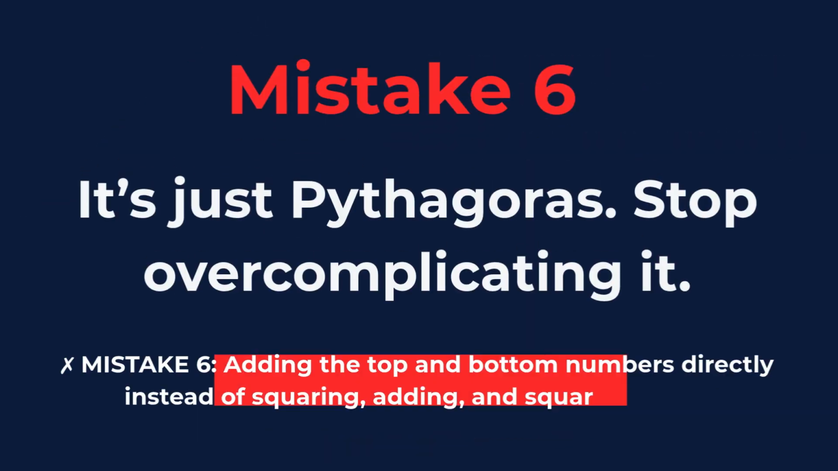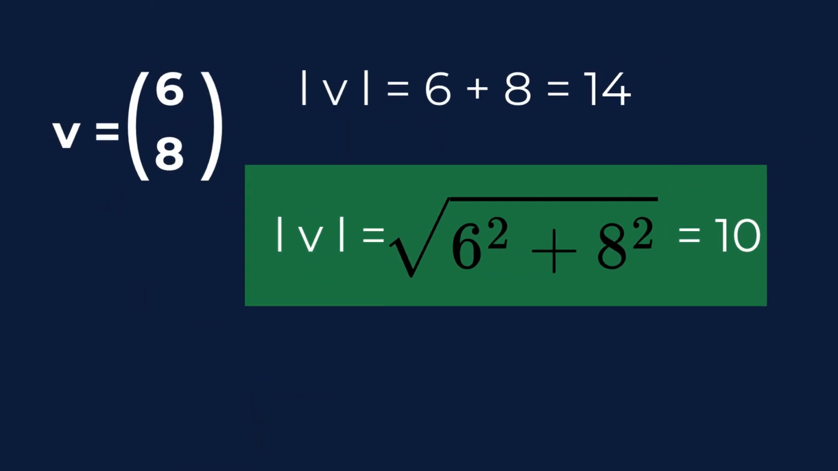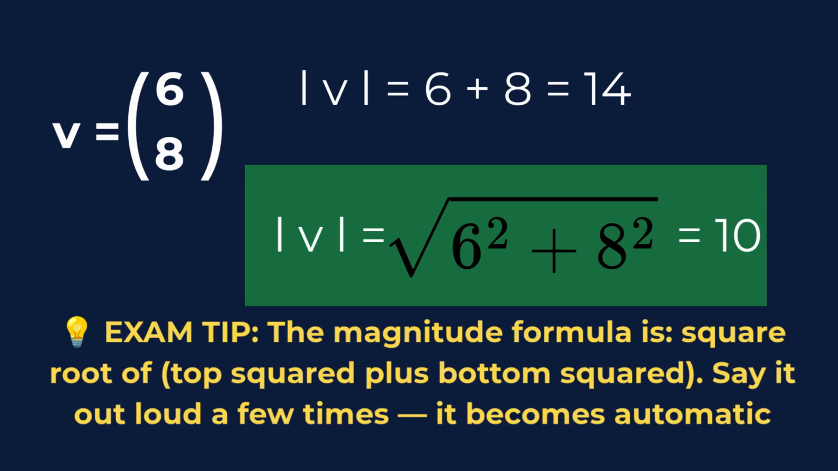Mistake 6. Finding the magnitude, the actual length, of a vector. This one causes panic because students think it needs a special new formula. It doesn't, it's just Pythagoras. The magnitude of a vector, written with those 2 vertical bars, is found using Pythagoras' theorem. Square the top number, square the bottom number, add them together, then take the square root. For a vector of 6 and 8, that gives you 6 squared plus 8 squared, square rooted, which is 10. Same triangle, same theorem you already know, just applied to a vector.